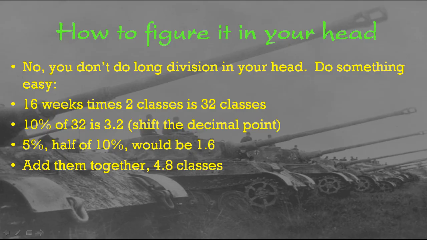Okay, now you have 10%, you want 15, so you want 5% more. Well, 5% is half of 10%. Half of 3.2 is 1.6. Add them together and you get 4.8 classes. Most people can't do that in their head, and I'm talking about college students. They certainly should be able to, but our schools have not for a time supported this kind of capability.